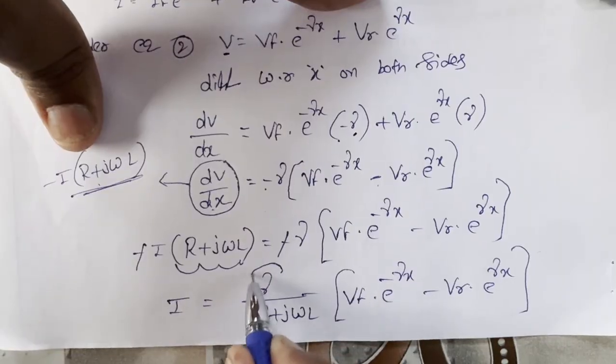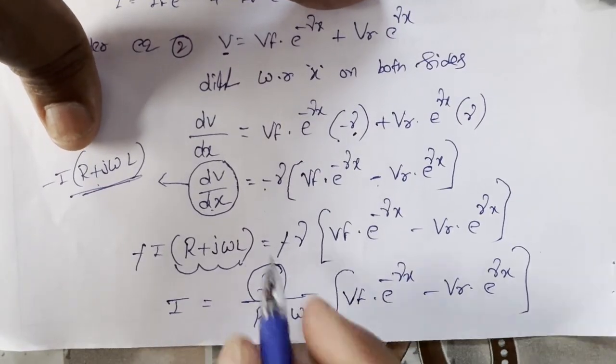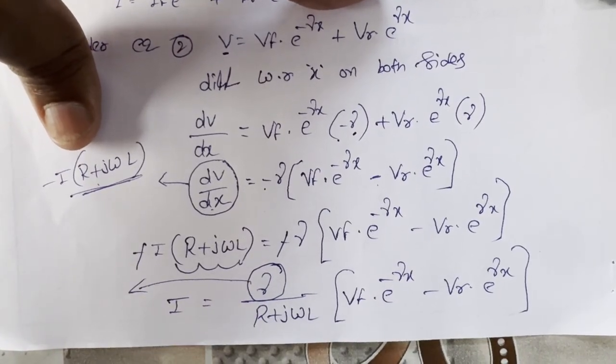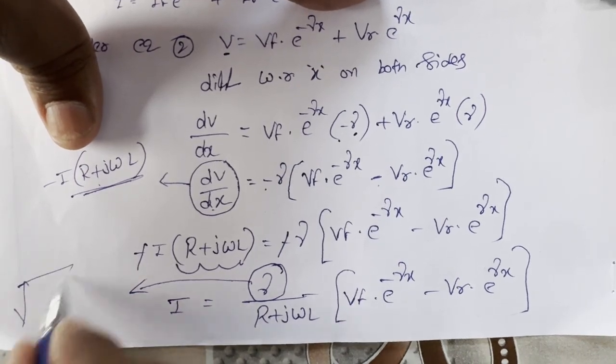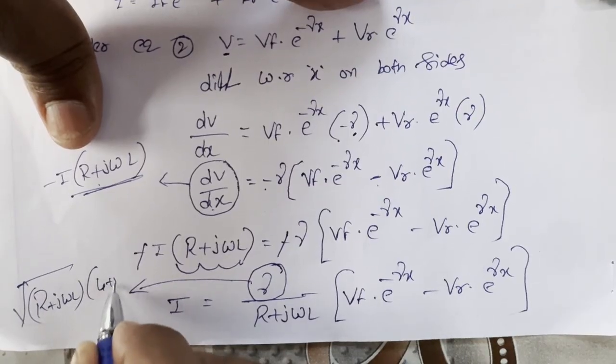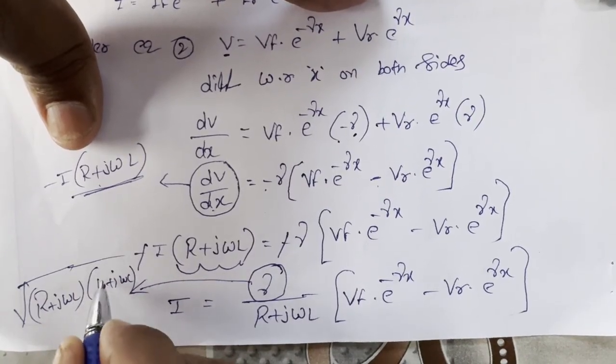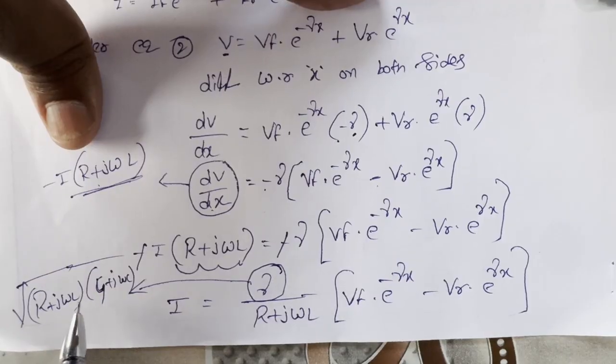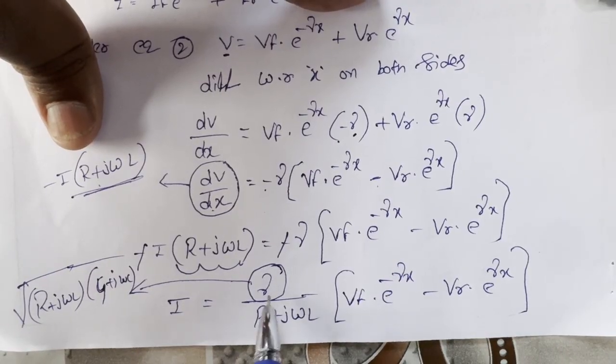Now I am substituting the expression for gamma. We have already derived it in our previous section: gamma equals square root of r plus j omega L into g plus j omega c. It is the expression for gamma. Now I am substituting this gamma here.